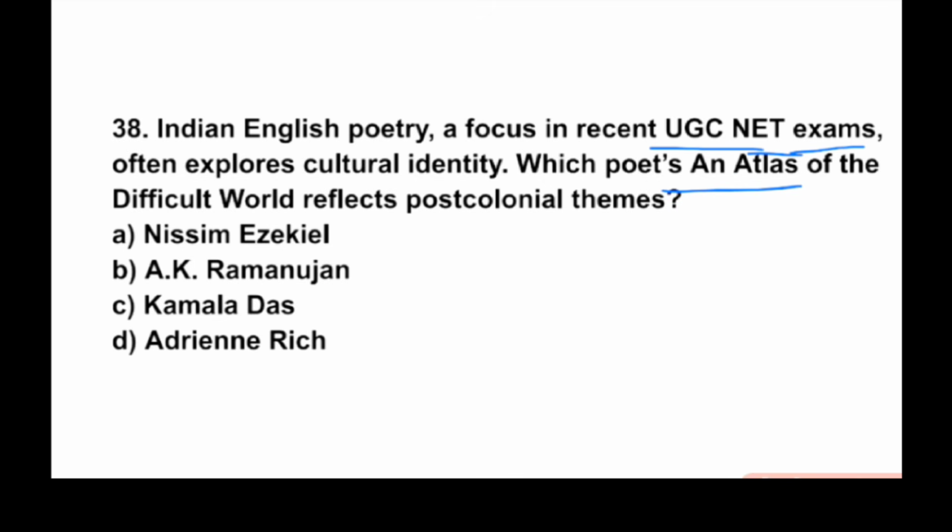Option B is the answer. Romanism poetry such as The Striders explores Indian identity and post-colonial tensions. Though An Atlas is by Rich, this text shows knowledge of Indian poets.